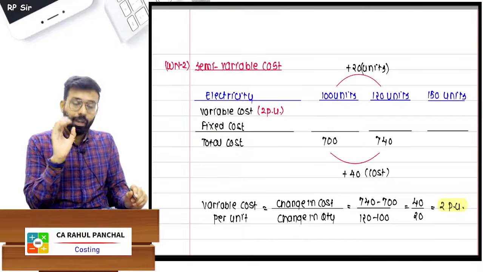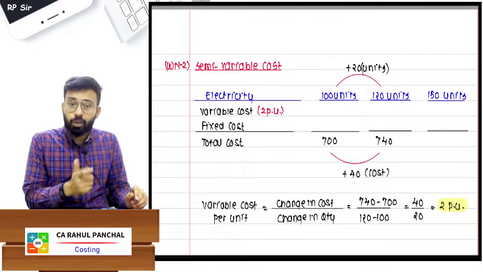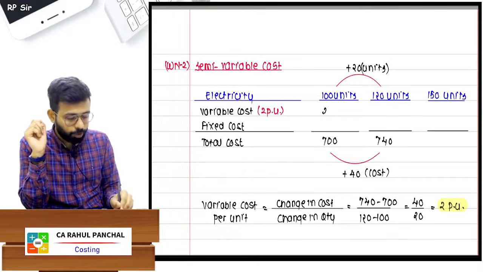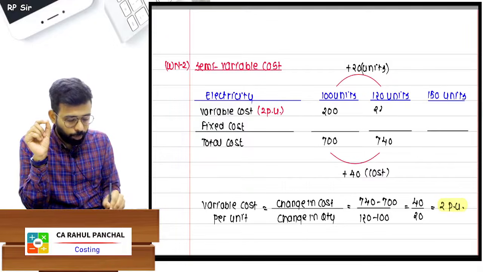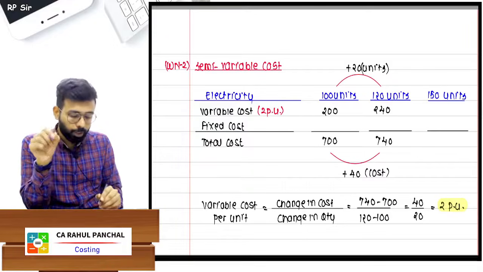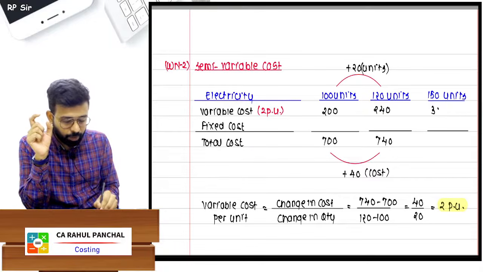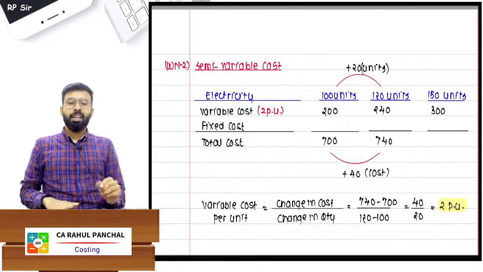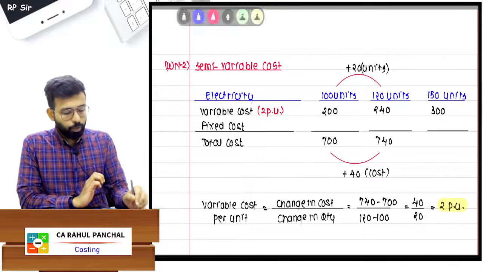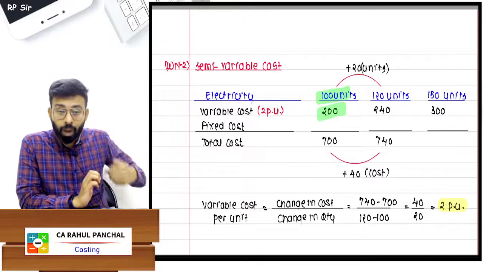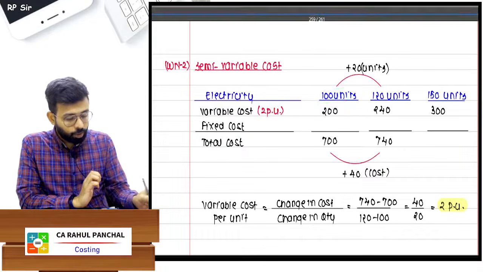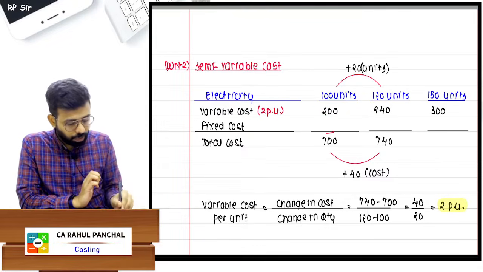Now tell me, when you are producing 100 units, your cost must be 200 in that case. When you produce 120 units, your cost will be 240 because it is 2 rupees per unit. When you produce 150 units, your cost will be 300. Now the question arises, sir, when you produce 100 units, your variable cost will be into 2, that is 200. Then why is my total cost 700? Because there is fixed portion also. Just take the balancing figure.